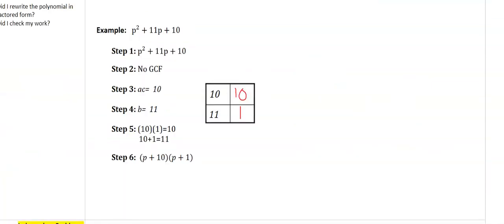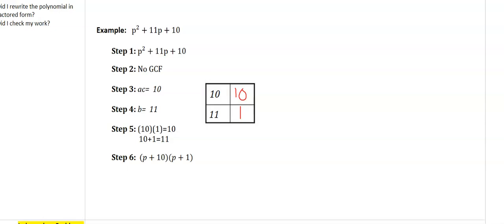Now if we look at my second example, we have p squared plus 11p plus 10. There's no greatest common factor to factor out, so I'm going ahead and starting to use the tic-tac board. A times c is 10, and b is 11, so I place those into our left-hand side. And I know that 10 times 1 is equal to 10, and 10 plus 1 is equal to 11, so I filled in our empty spots with 10 and 1. And I went ahead and put it into factored form, p plus 10 and p plus 1.